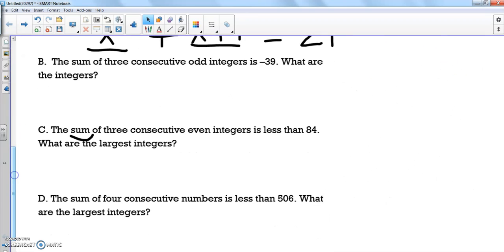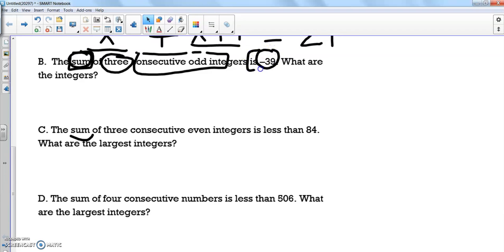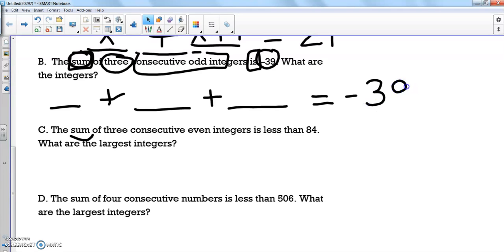I'm going to do B. The sum of three consecutive odd integers is negative 39. What are the integers? Okay, so we got sum again. You're going to see sum most of the time. Excuse me, I should have boxed that. Three consecutive odd, we got to be careful there. So the sum of three things is negative 39. One thing plus the second thing plus the third thing is negative 39. They want me to add three numbers and get negative 39, but they want them to be odd numbers.